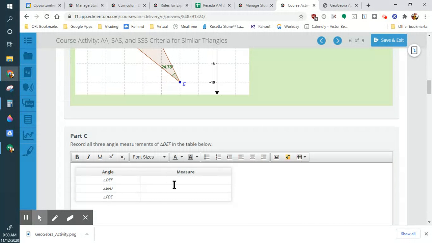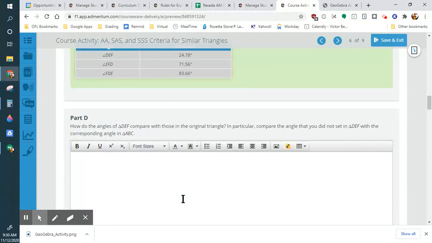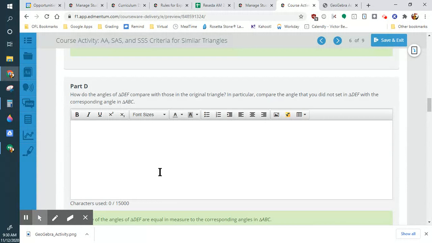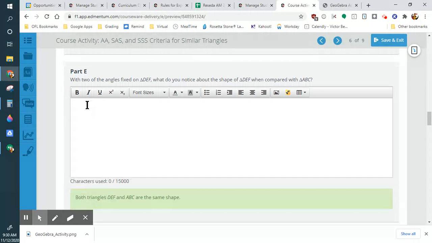Make sure you do it in the right order though, because they might have shuffled it. I haven't really looked at how they organized it. How do the angles compare from the original triangle? So you guys should know that it's the same. With these two angles fixed, what do you notice compared to that?